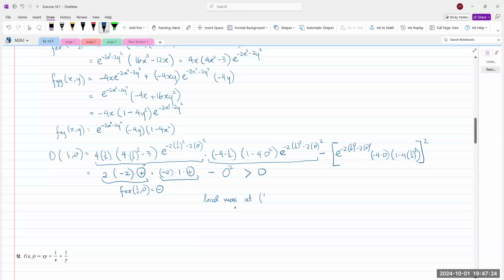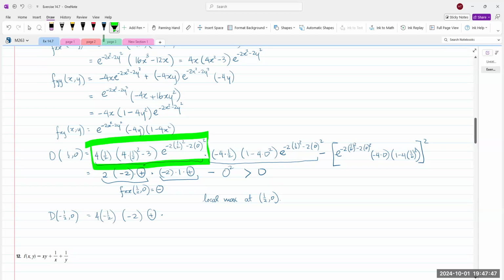at 1/2 comma 0. Now similarly with the Hessian for negative 1/2 comma 0, that will be 4 times negative 1/2. Okay, but this guy here will be -2, this guy here will be positive, times, so I'm talking about this guy. This guy here, if I replace the x by -1/2 instead, I will get this. Okay, and then I go on with f sub yy.